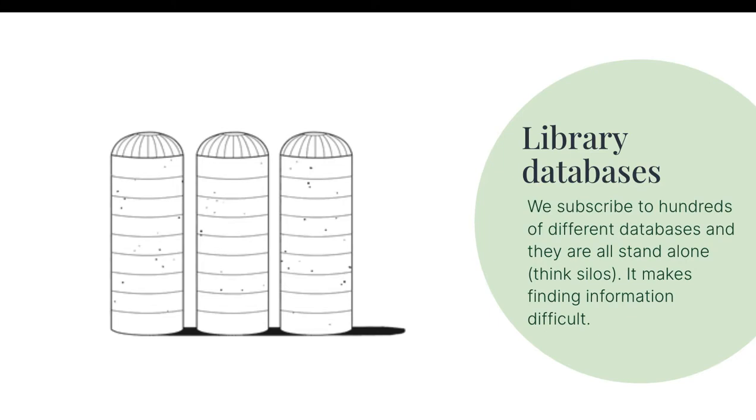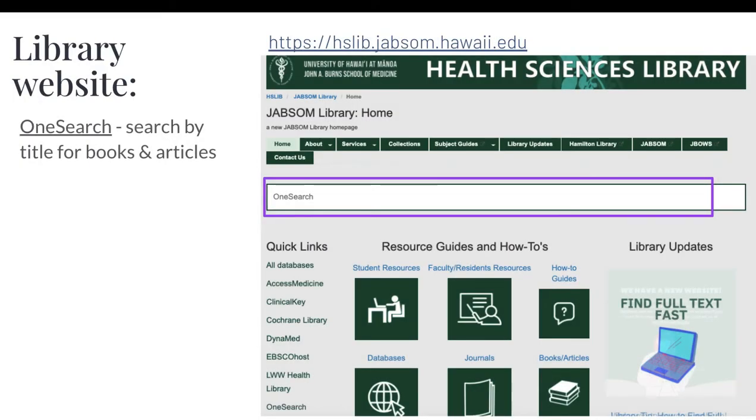So one of the things to keep in mind with our library databases is we subscribe to hundreds of different databases, and they're all standalone. So if you think of each of these databases as a silo, it makes finding information really difficult. So what we have on our library's website is a tool called OneSearch. So in the purple box here.